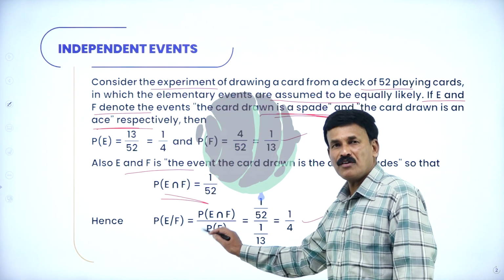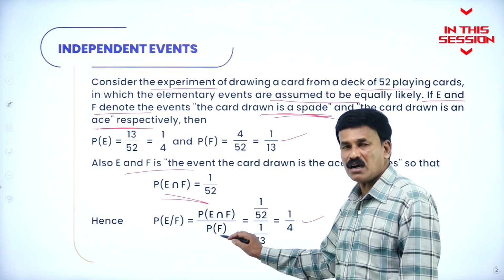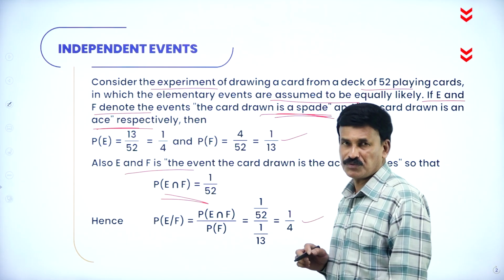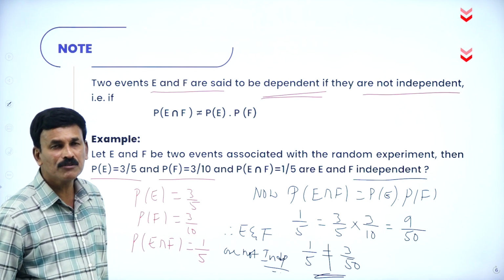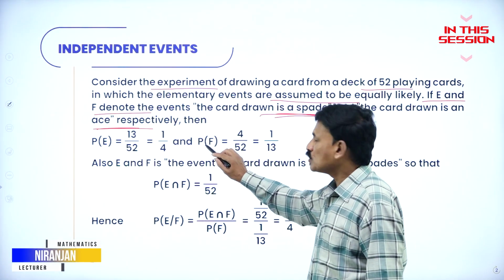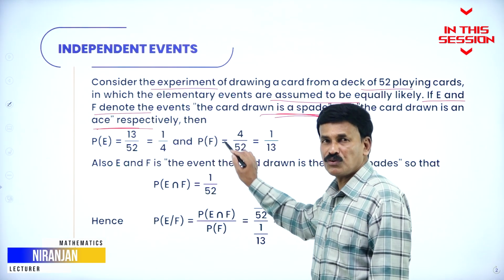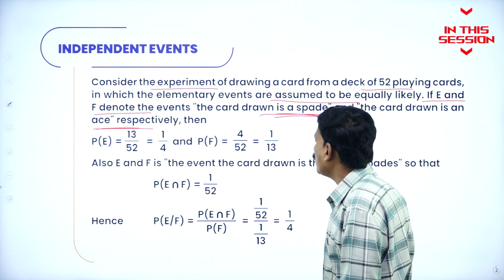The probability of E given F has already occurred is 1 by 4. If LHS is not equal to RHS, then they are not independent events. The quadron is an ace, so the probability of F is 4 by 52, that is 1 by 13.